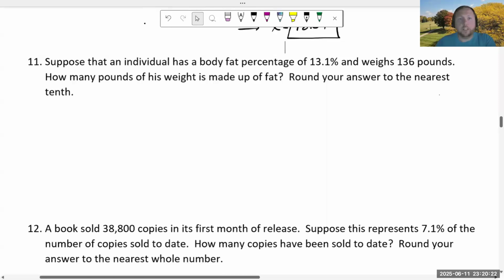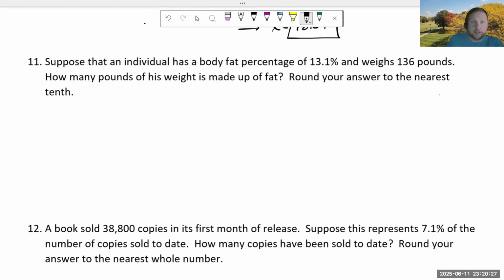Okay, suppose an individual has a body fat percentage of 13.1% and weighs 136 pounds. How many pounds of weight is made up of fat? Round your answer to the nearest tenth. So percent problems, if it's a story problem, I just like going straight to the proportions. And then we get our free spot. And then if it's a percentage, that just goes above the 100.